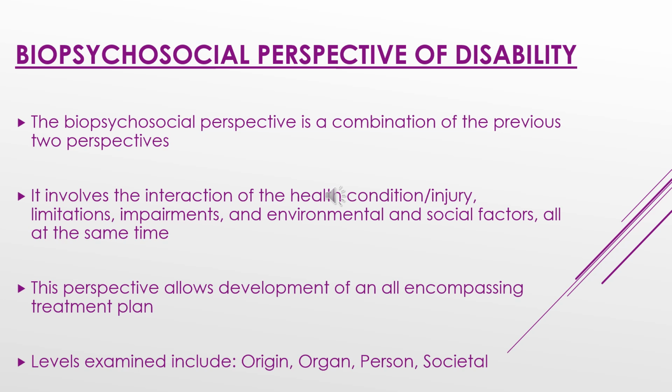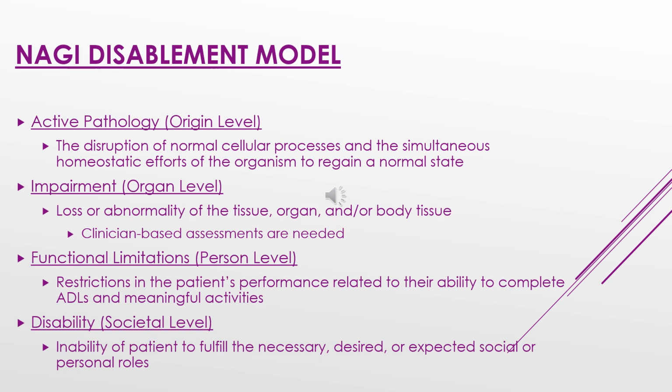We're going to look at the origin to the organ or the body part, and then to the person and to the societal factors with the biopsychosocial perspective. The Nagy model of disablement was really the foundational model from which athletic training started looking at disablement models, and it really is probably overly simplistic. It looks at the origin through the pathology, the impairment at the organ level, the functional limitations at the personal level, and it looks at the disability at the societal level.